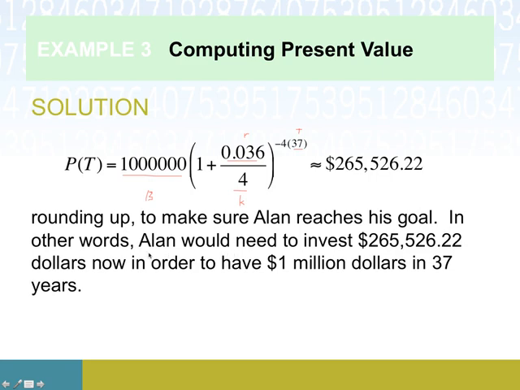And then basically, just to put this in words, Alan would need to have this much money invested at the 3.6% interest rate compounded quarterly and let that sit for the next 37 years in order to reach his retirement goal of $1 million. So this is the present value of this future $1 million.